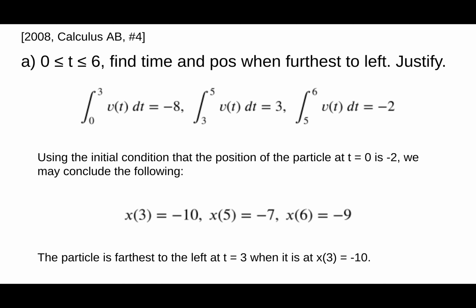Now, why did we pick those values of t? Because the velocity function has zeros at 3, 5, and 6, we know that the particle has come to a stop at those points. All right, so those would be your extrema. When is it furthest to the left, furthest to the right? So that's why we picked those points.